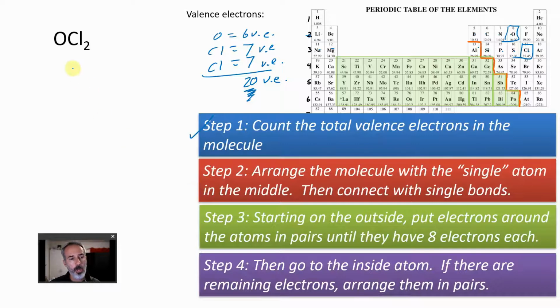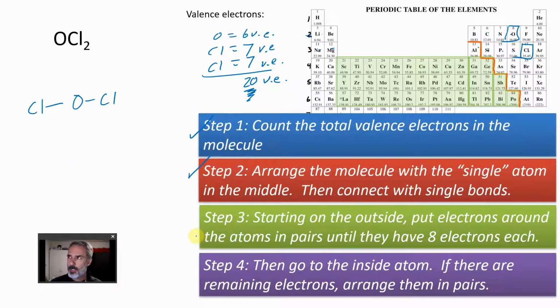Step 2, arrange the molecule. All right, do you want me to put O or Cl in the middle? O goes in the middle. Cl I can spread out. I'm going to spread them out as far apart as I can, which is generally a good habit, but not necessary. If you had them at 90-degree angles, that's okay, but generally you want to spread them out as far as you can. All right, step 2 done.